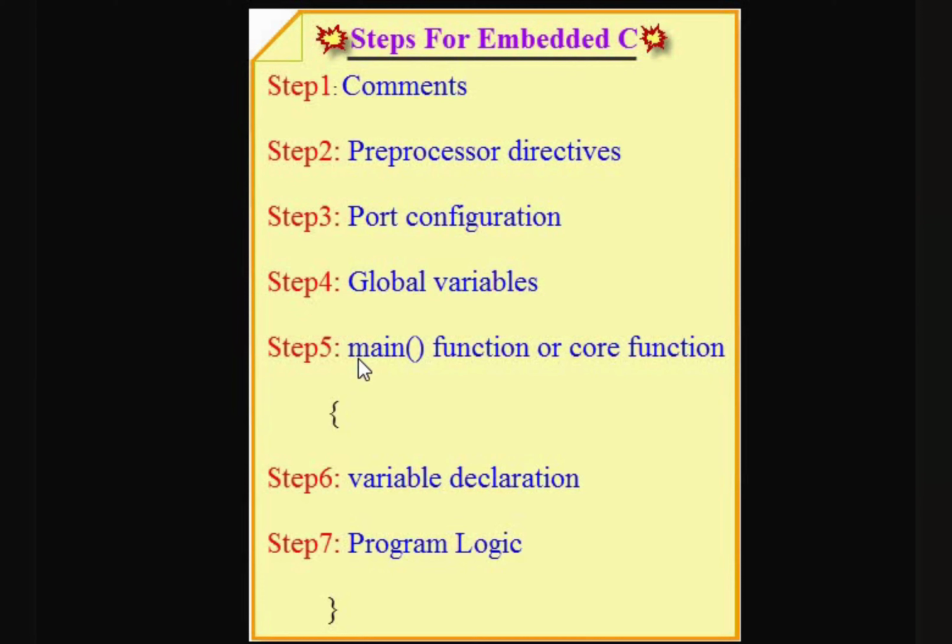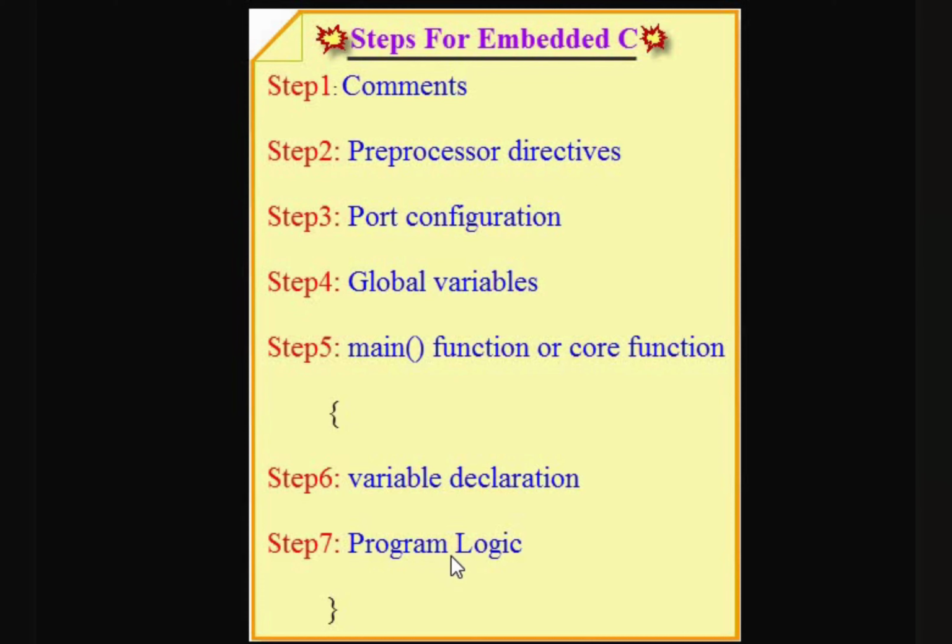Now step 5, the main function or core function. This is the main function, where you can start the program. Here you can write your entire program statements. In the main function, there is the curly bracket. Whenever you write the open curly bracket, after that you can write your program logic and the variable declarations. Step 6 and step 7 are the variable declaration and program logic.